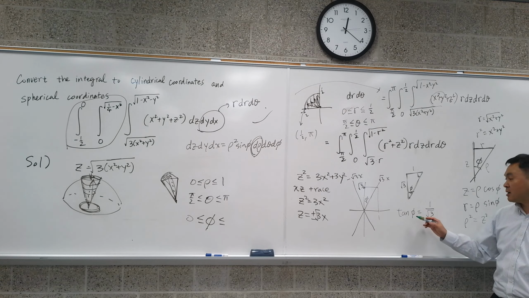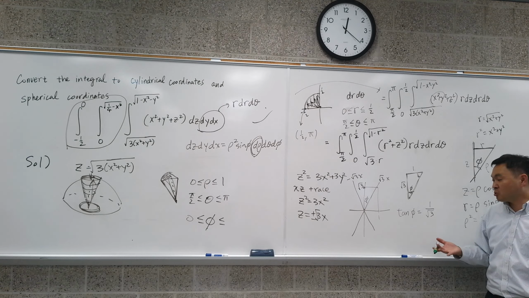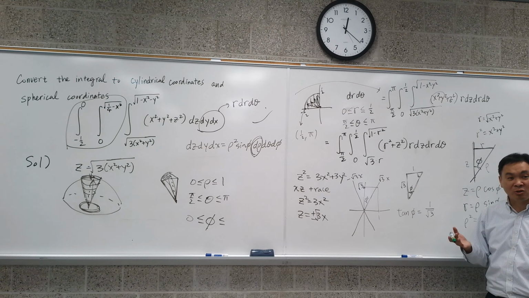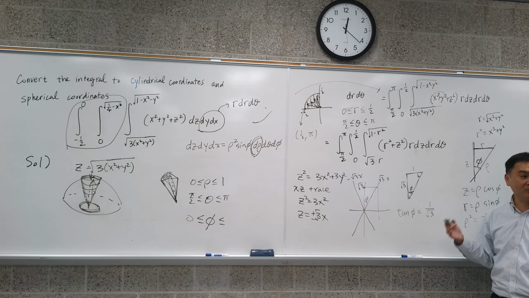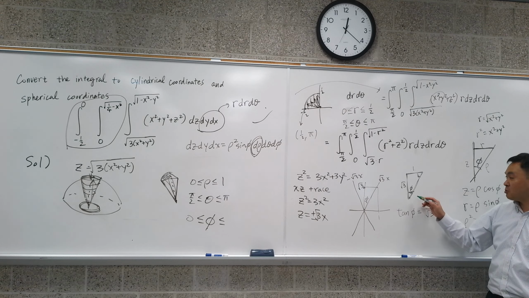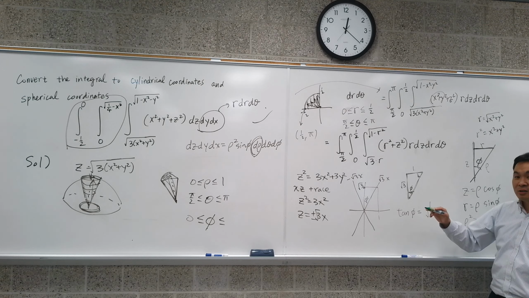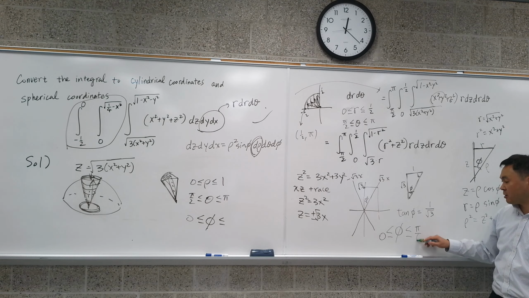When you do this, it's a good idea to do it in degree mode rather than radian mode, because in radian mode you wouldn't be able to see what's going on. But if you do degree mode, you'll see that you get exactly 30 degrees. So by doing that, you get 30 degrees either way, which means this is pi over 6. So that means phi goes from 0 to pi over 6. That's how far it comes down.